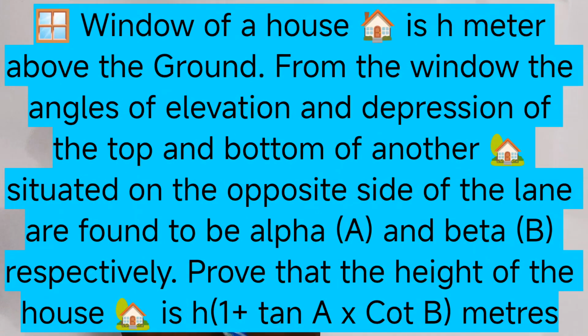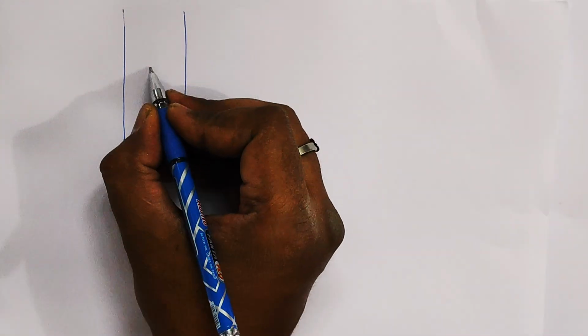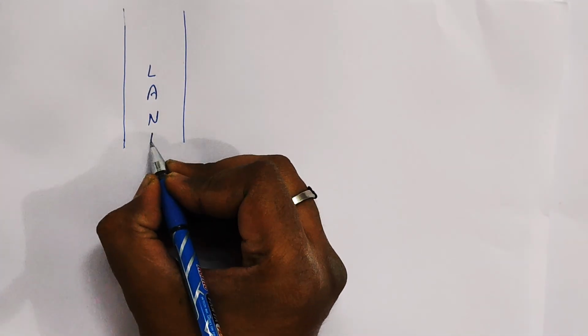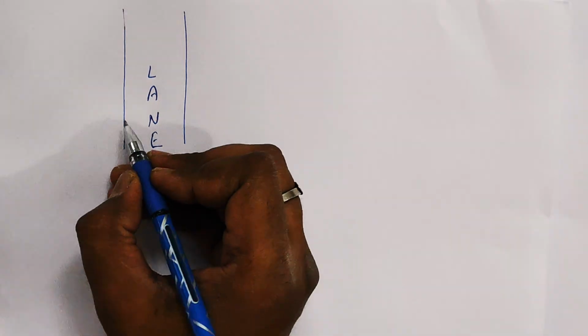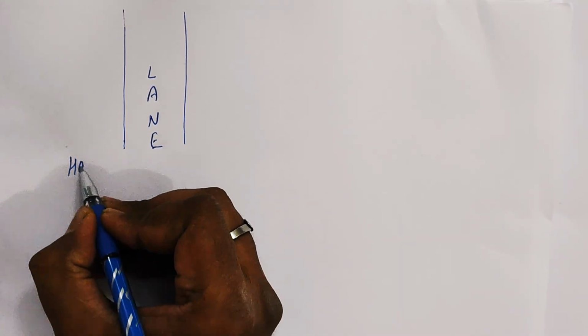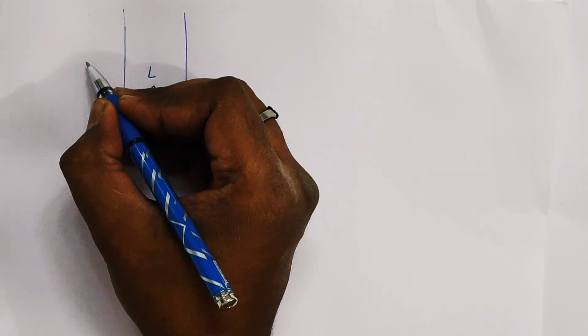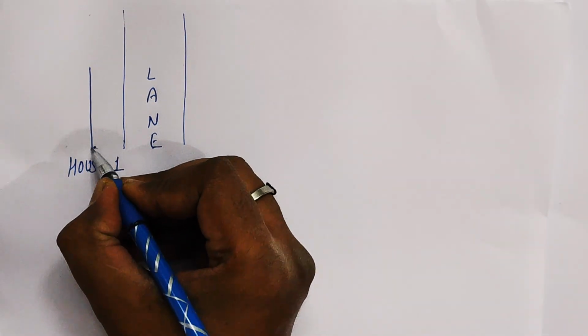In this question of height and distance, two houses are situated on the opposite sides of a lane. Okay, if this is the lane, then the two houses are situated. One is on the left side of the lane, let's say this side, right? Here house 1 is situated, and on the right side of this lane another house is situated, right?